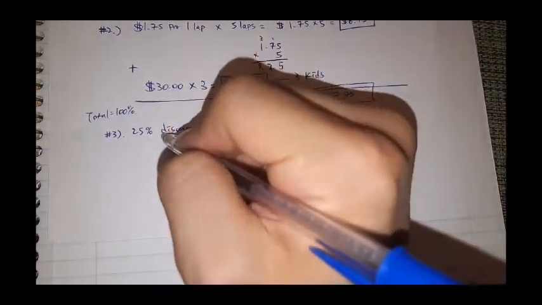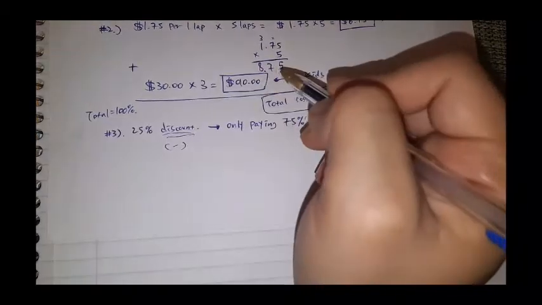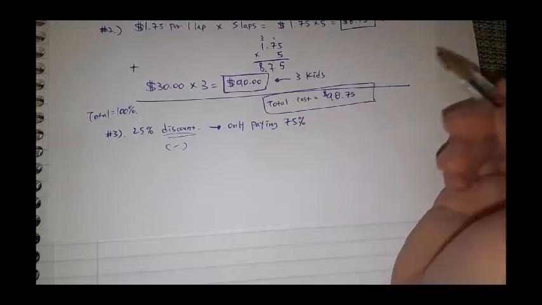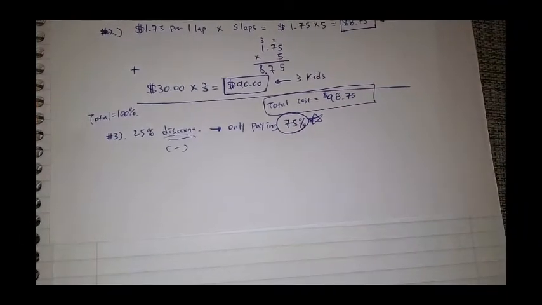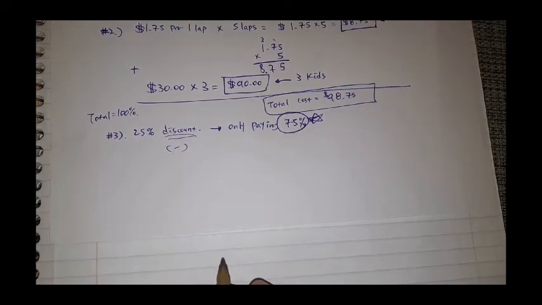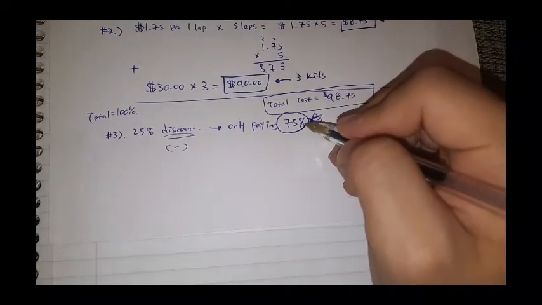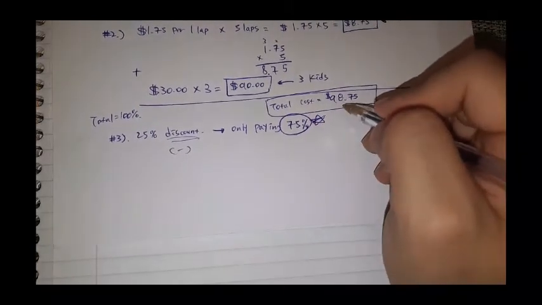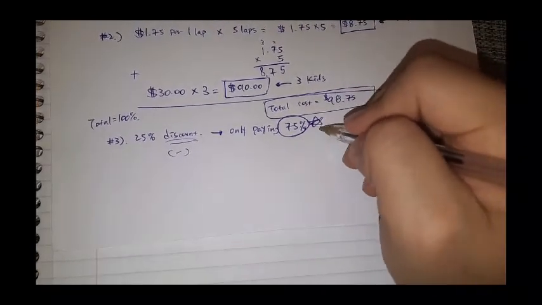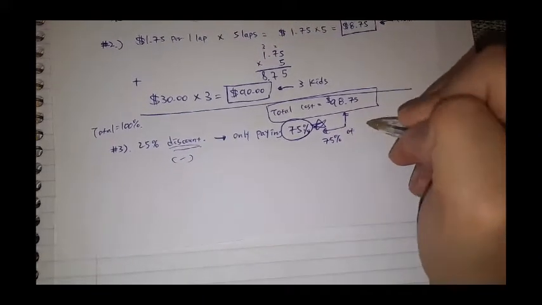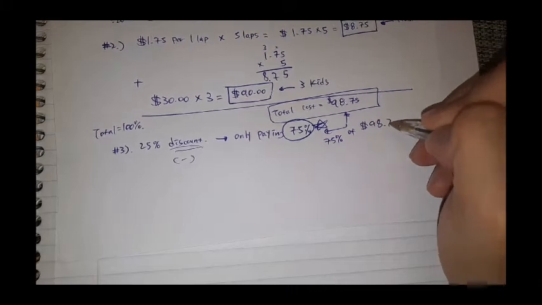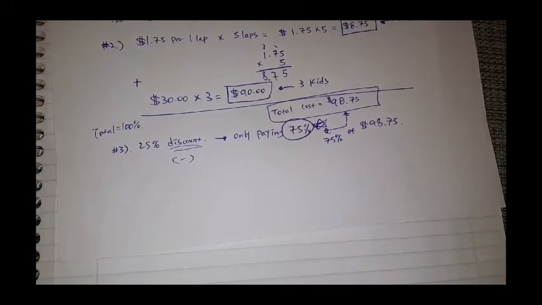If you have a 25% discount, that means you're subtracting that amount. So 100 minus 25 gives you 75%. That is what you need to do. Because what this is saying is, the family discount means 25% will be deducted. So that means from the total cost, we only acquire 75% of $98.75. That is what we're doing.